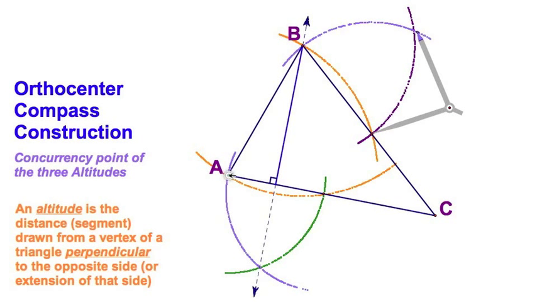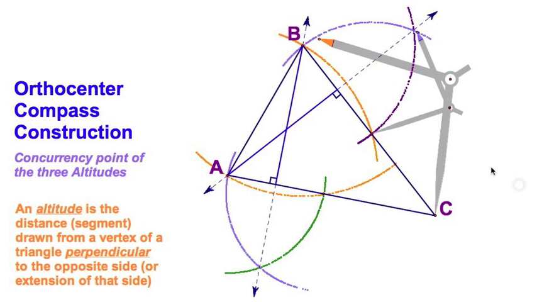A was equidistant from these two points because that's what the orange arc gave us. And now this intersection is also equidistant from these two points. Therefore, we have our second altitude. Line up your straight edge there. This portion I'll call the altitude, and the rest was just the construction, the line containing the altitude. We'll say it that way. And now let's move on to our third and final.